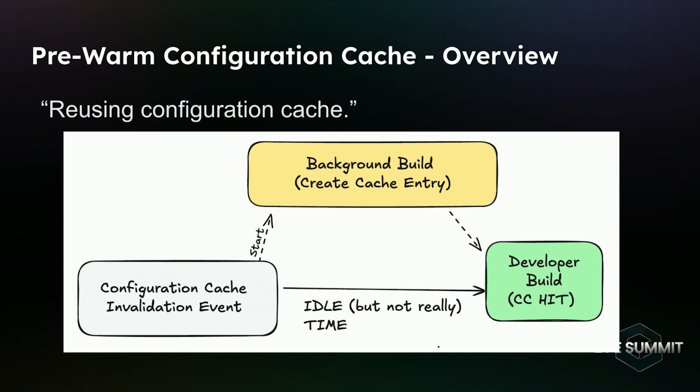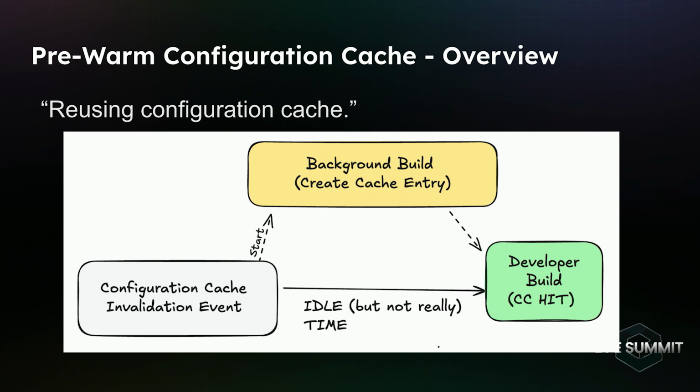Now imagine the same scenario. You update your branch with the latest code, you step away from your IDE for some time, and at some point in the future, you come back and execute a Gradle build. In your build logs, you see a surprising message that says, reusing configuration cache.